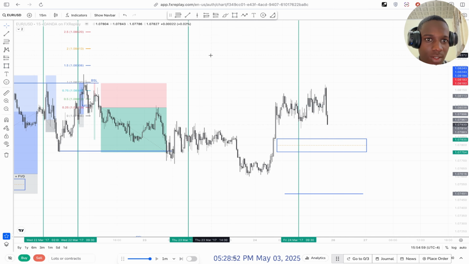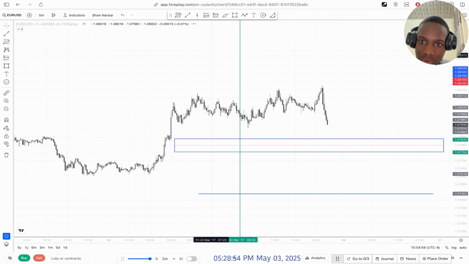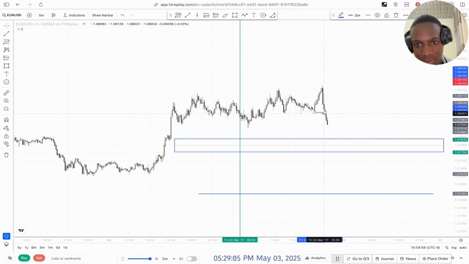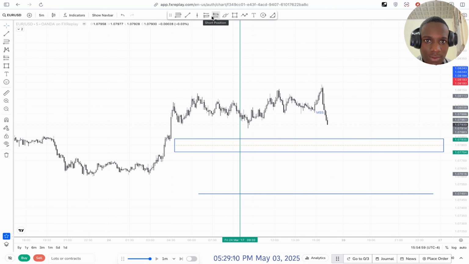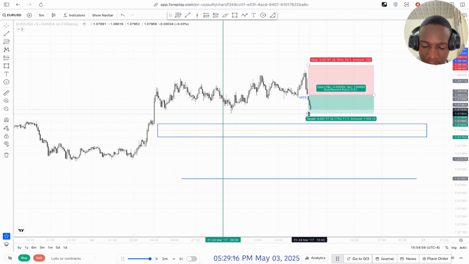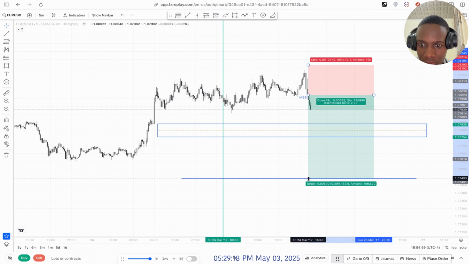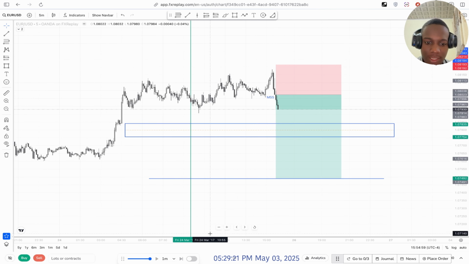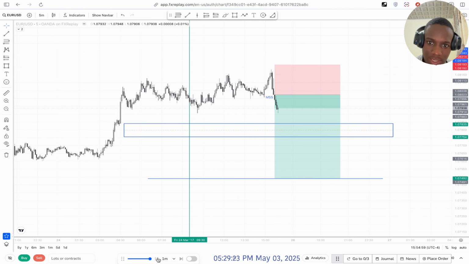Just remove this and go to the 5 minute. Do we have an entry? We can enter somewhere in here after the market shift, because you can see here we've got the market shift. The only entry criteria we get from the standard deviation strategy or model is that we should enter after the market shift. So let's play this one and see.